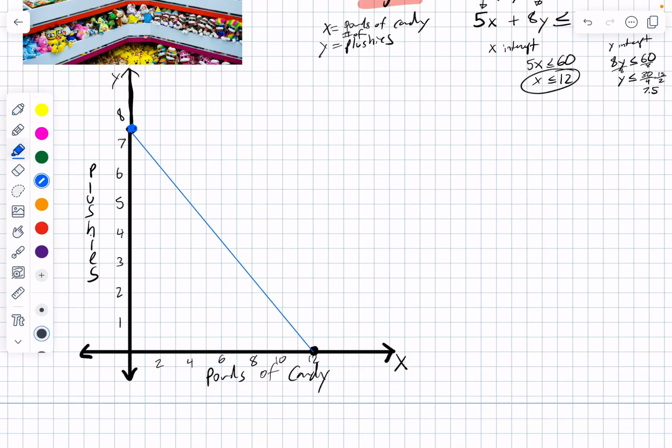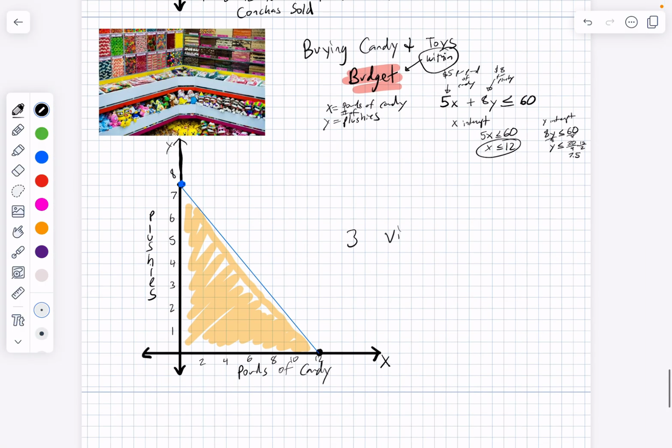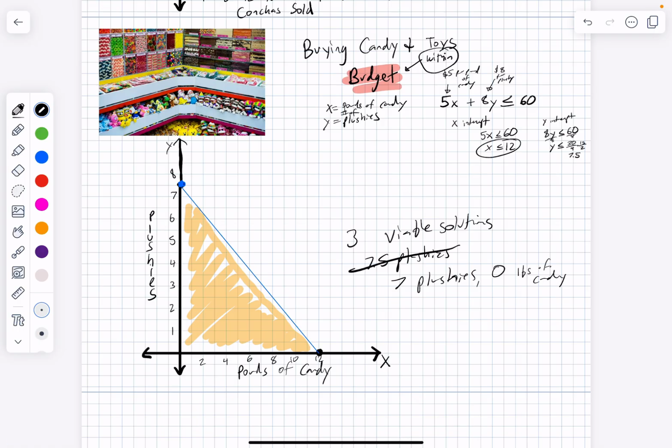And I want to stay within my budget, so that's actually going to be over here. So anything in this region could be purchased. I could afford anything in here. If we talk about 3 viable solutions, it does not make sense to buy 7.5 plushies. So I'm not going to say that. Maybe I say you could buy 7 plushies, 0 pounds of candy. We could also do anything in here. Let's do this. 3 plushies and 3 pounds of candy.